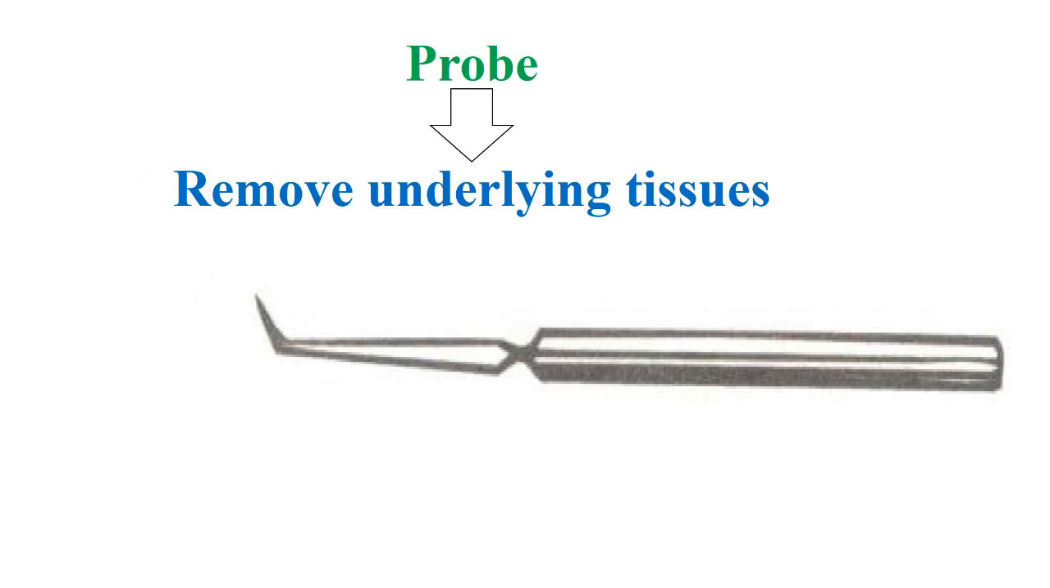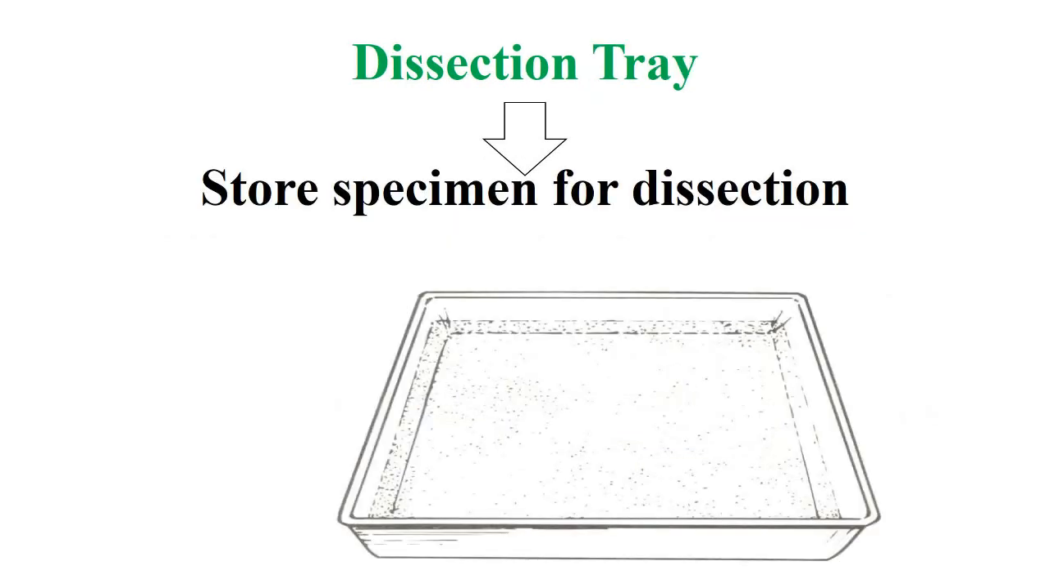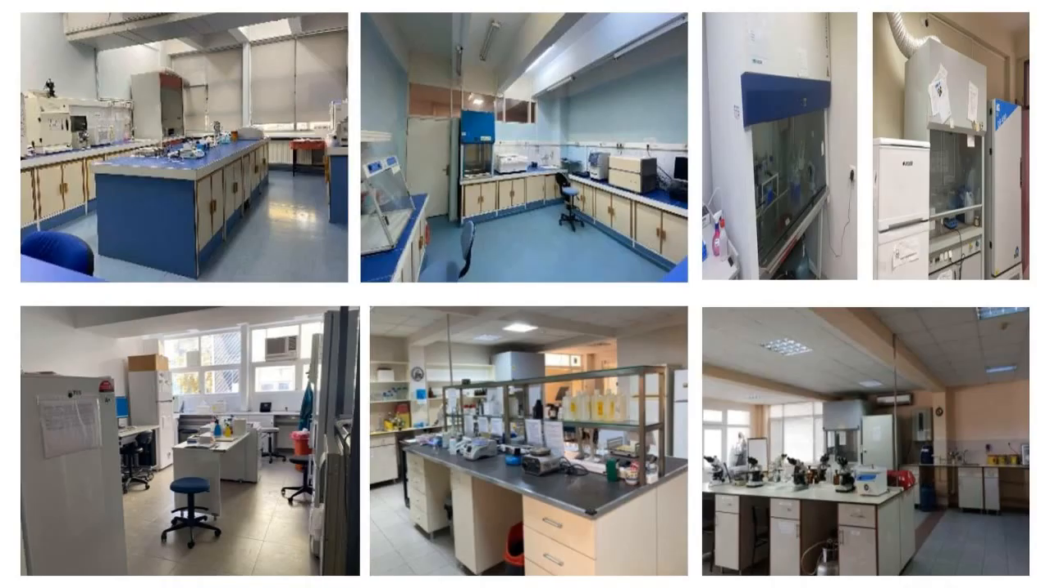Probe, used to remove underlying tissues. Dissection pins, used to secure specimen to the dissection tray. Dissection tray, used to store specimen for dissection. Finally, this is the biological lab structure.